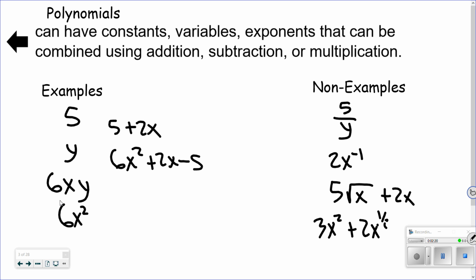So polynomials are pretty boring, which actually makes things good, kind of nice for us. But you're just looking for numbers, variables, combinations that you're adding, subtracting. But we're not going to talk about radicals or half powers or negative powers. All that stuff we did in that last unit, for now, we're going to kind of leave behind.